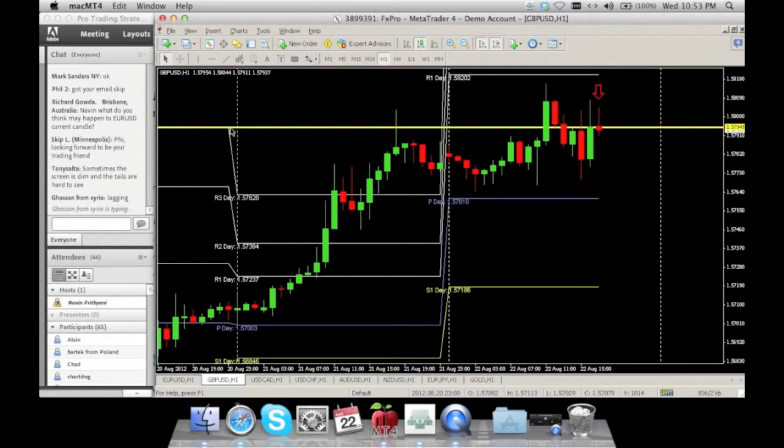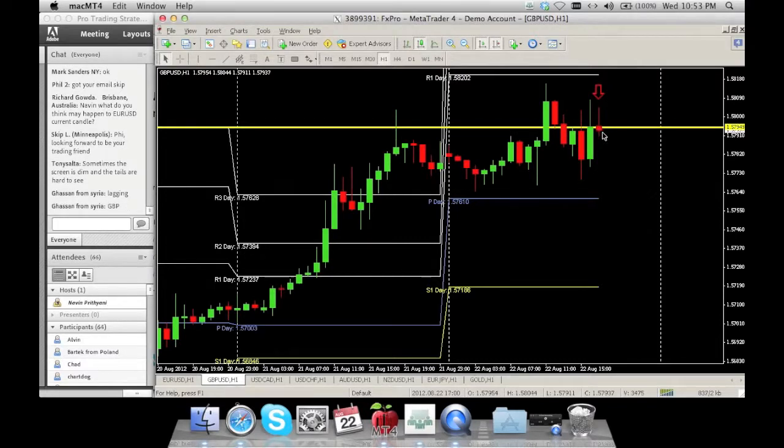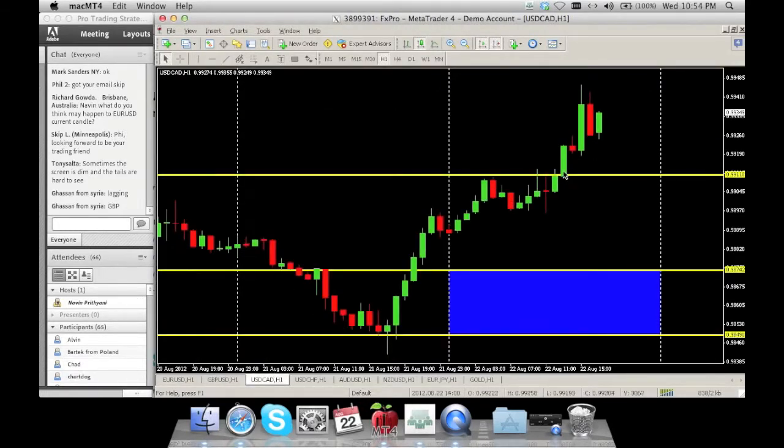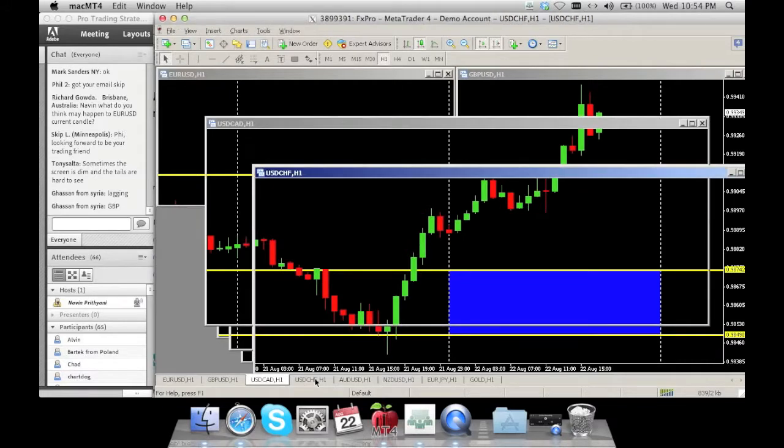Okay, next thing. Support line. Okay, it's closing below it as well. So are we clear for a landing? Maybe. Let's take a look at the other pairs. US dollar CAD trying to go long, so it is correlating with pound. Okay, good. US dollar Swiss franc.